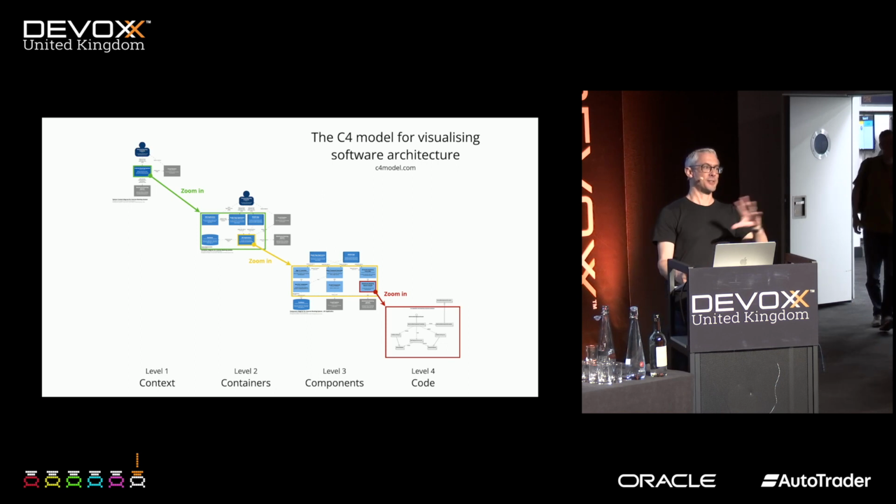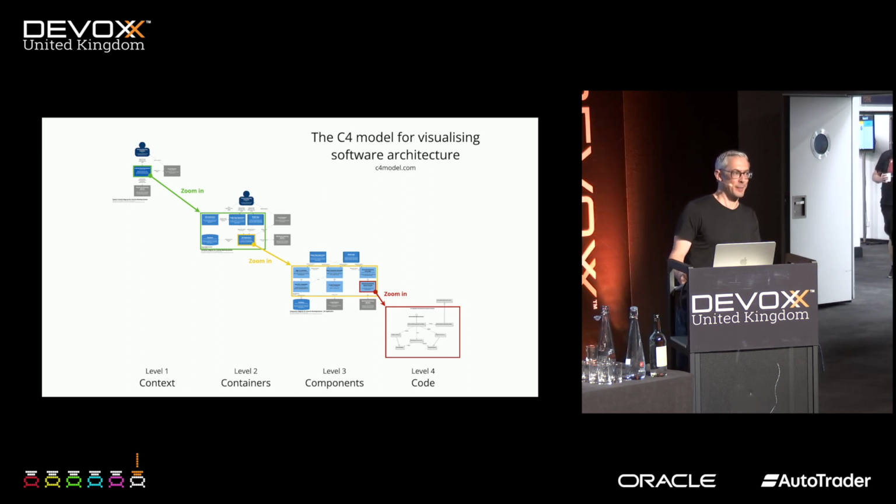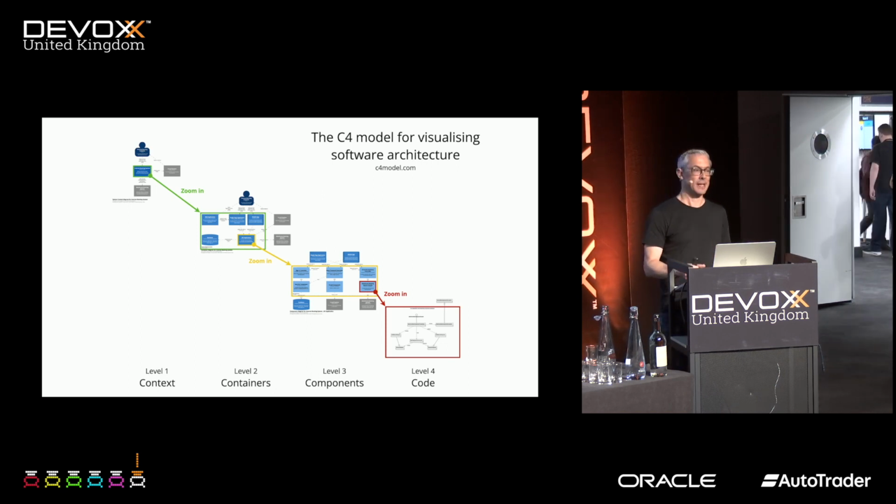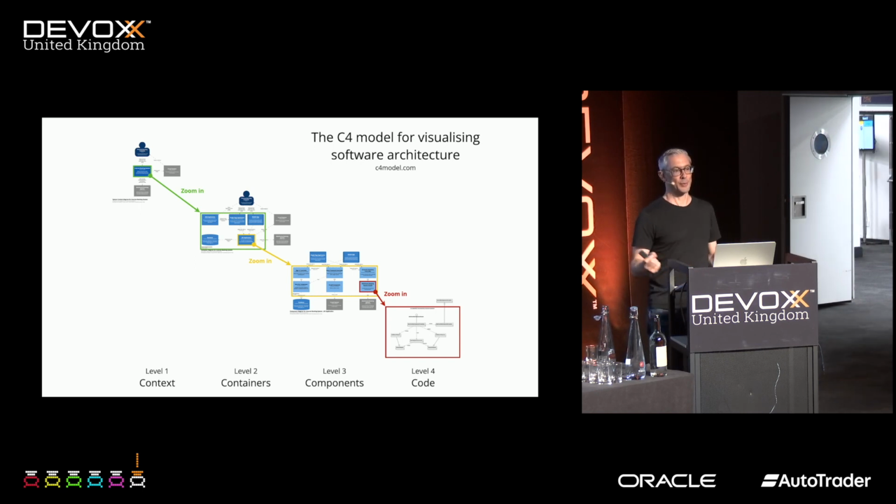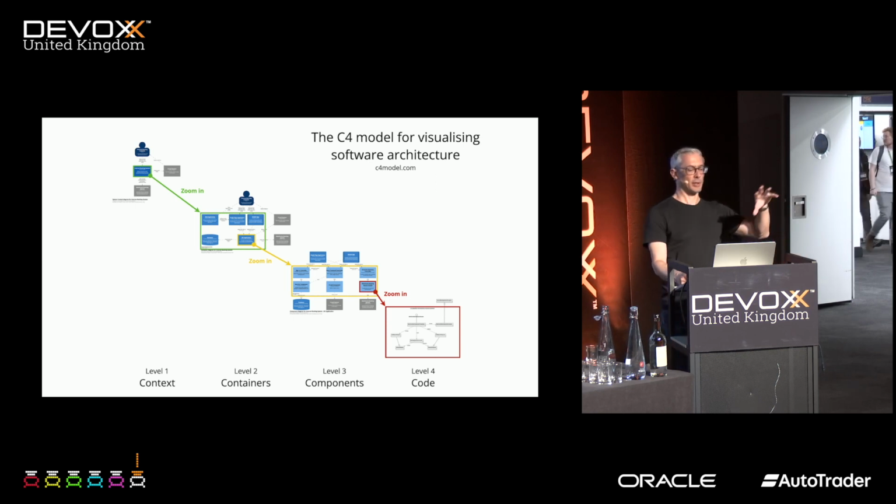So software architecture diagrams have historically been very bad. I'm sure we all know this, we've seen it in the past. So a number of years ago, I created something called the C4 model for visualizing software architecture. If you've not seen it, you can go to c4model.com. There's a whole website there that tells you how the thing works.